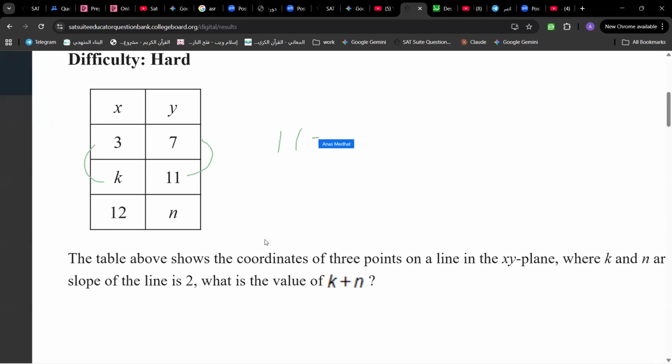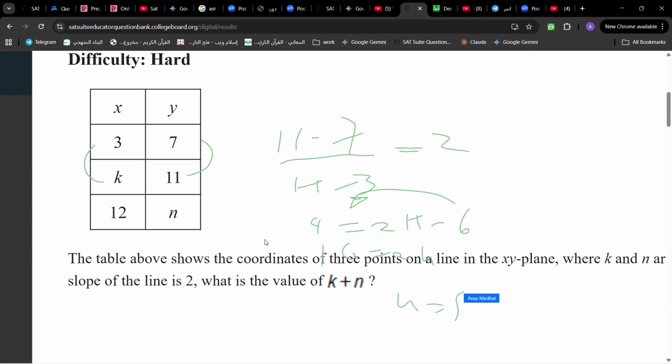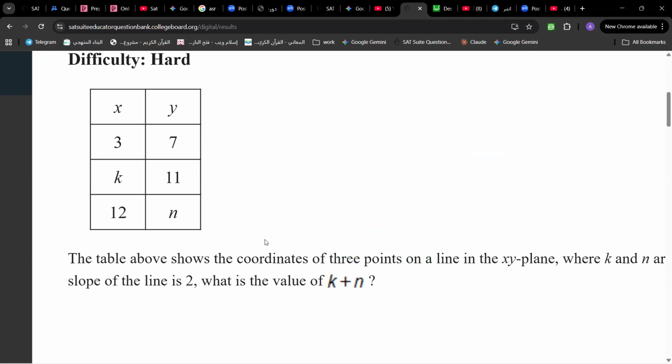11 minus 7 over k minus 3 equals 2. Let's find k. 11 minus 7 is 4. It equals 2k minus 6. Shift minus 6, it will be 10 equal to 2k. K will equal 5. So k is 5.